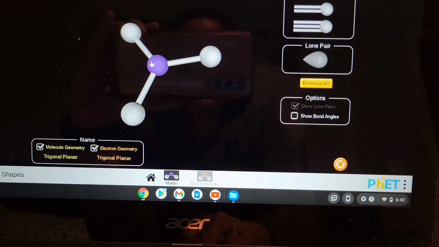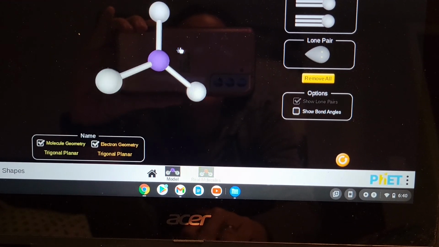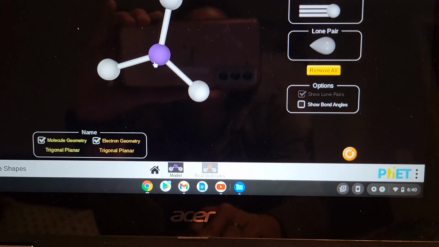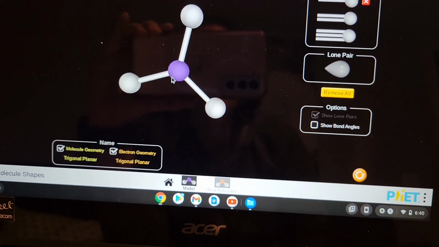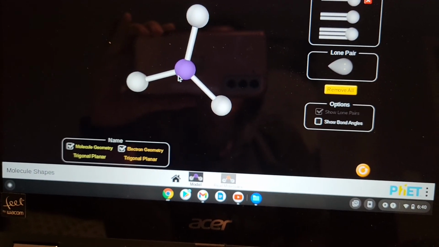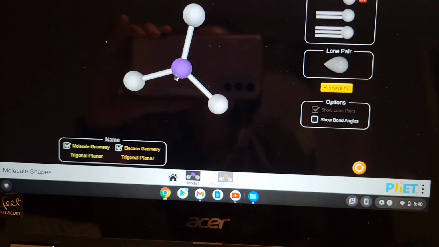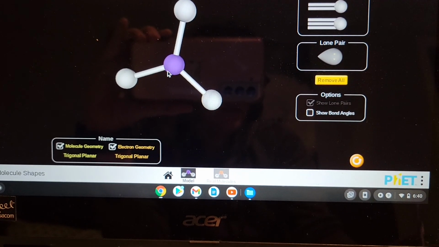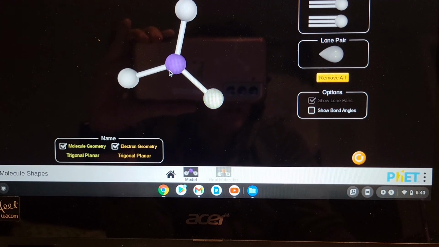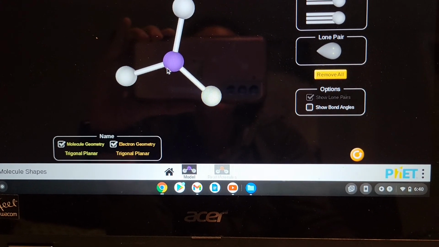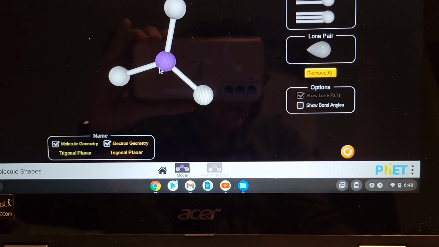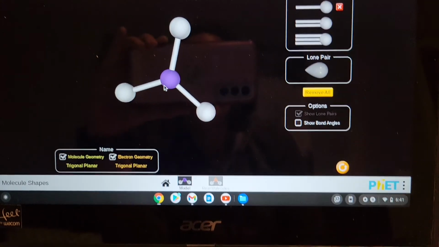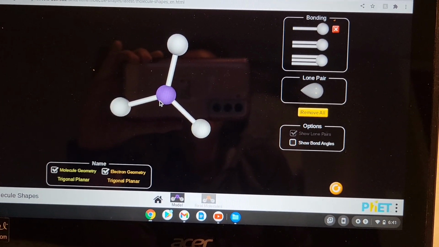So you can see that this is not sticking out at all. It's going to be planar, so it's going to be flat, kind of making like a Y shape or almost like a peace sign. Okay, so if you look down in the bottom corner, my electron geometry is trigonal planar, and my molecular geometry is trigonal planar. So basically a triangle that's flat or in the plane.